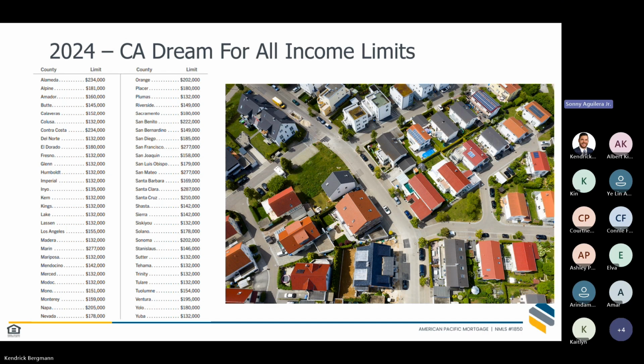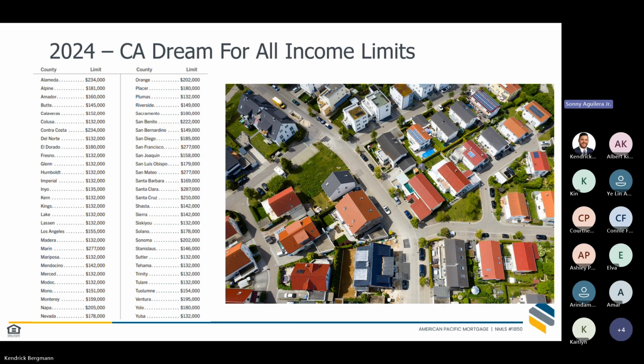So this is based on the counties that you are purchasing in. So if you make $280,000 and currently live in San Jose and are looking to relocate to, let's say, San Benito County, let's say you're looking to relocate to Hollister. Well, if you relocate to Hollister, which is in San Benito County, you will make too much money and not be eligible.